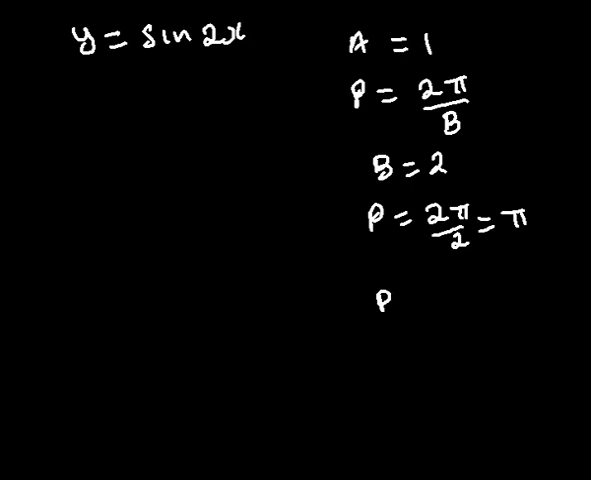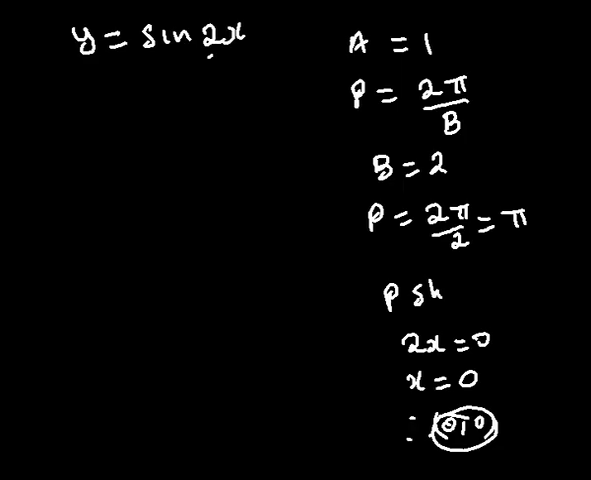And what is the phase shift? The phase shift is calculated by equating the inner part of the sine to 0. So we have 2x is equal to 0, and therefore x is 0. It means the graph has to start from the x value 0, and what is the y value corresponding to x value 0? If we substitute it here, the y value is also equal to 0. Therefore, the graph starts from the origin, which is (0, 0). So that's where the graph will have to start from.